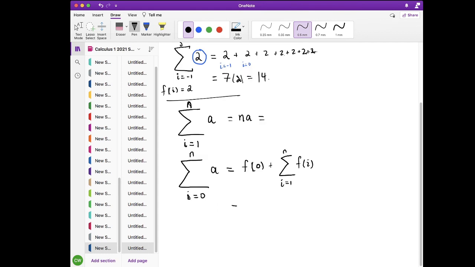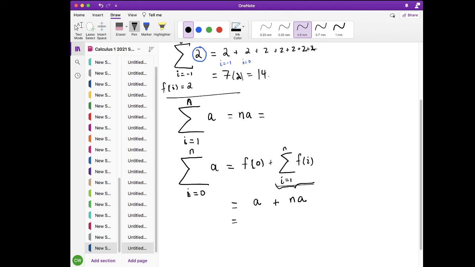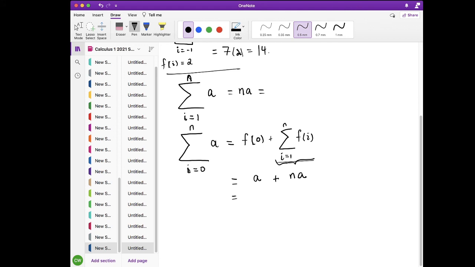So this one was NA. And then what happens when you plug in 0? A. So how many A's are there? If you factor out an A, you get n plus 1.